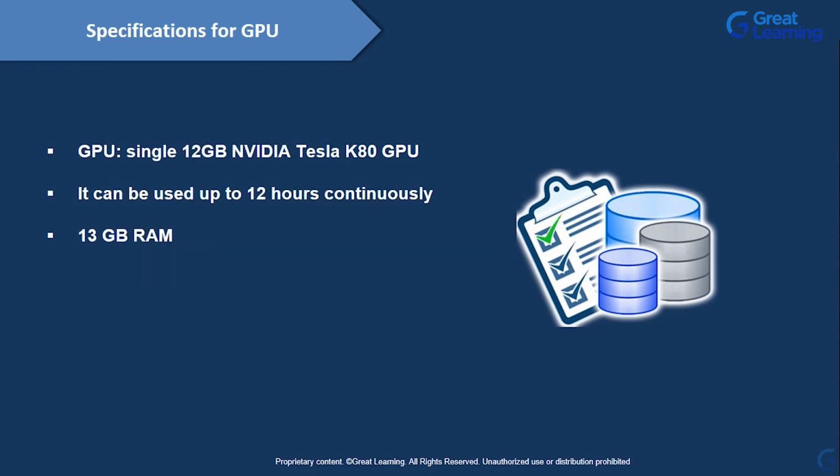Let's have a look at the specification for GPU. For the GPU, they are using a single 12 GB NVIDIA Tesla K80 GPU, and it can be used up to 12 hours continuously. The RAM they are providing is 13 GB.